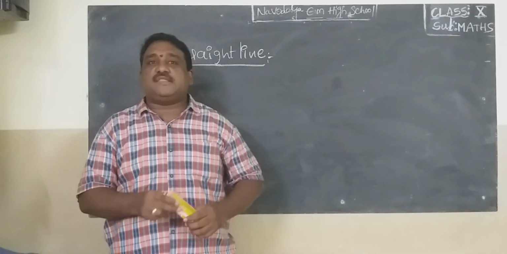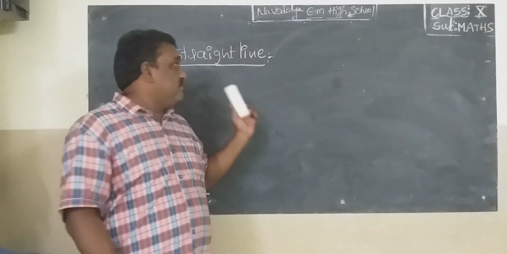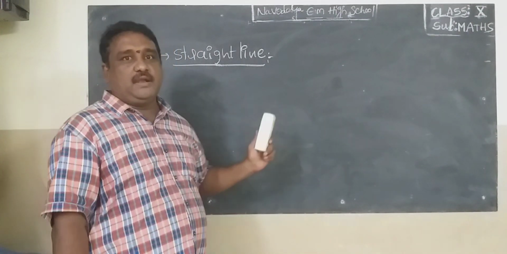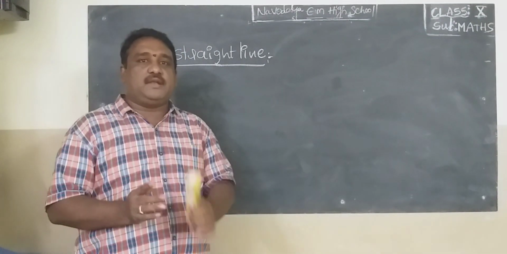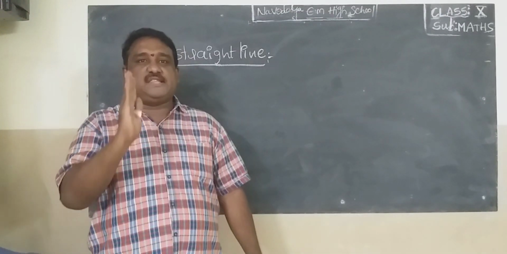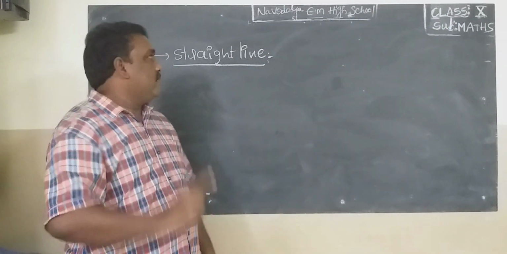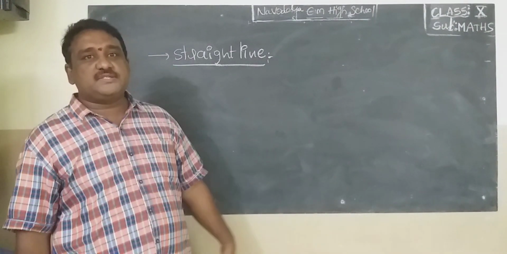In the last class, some topics about introduction were completed. Today, the first topic is about straight line. In the last class, what was completed? The coordinate plane was completed, and we discussed 9 points about the coordinate plane. And today, the first topic is straight line.